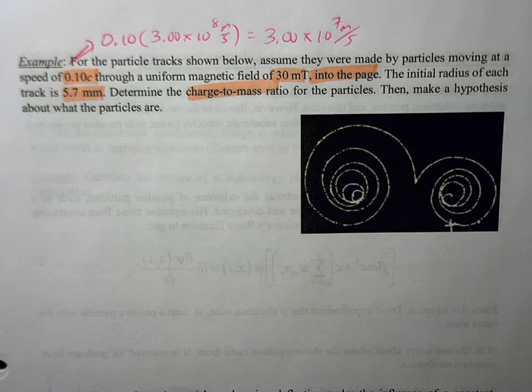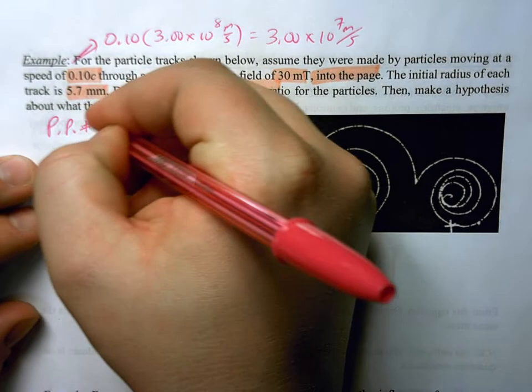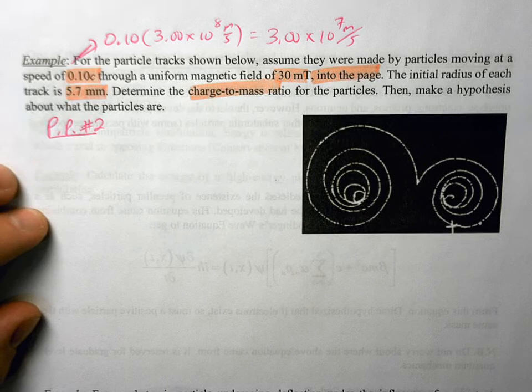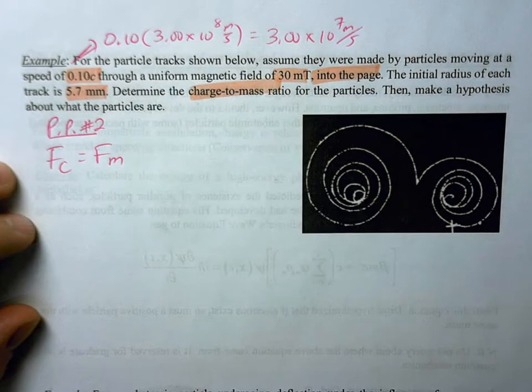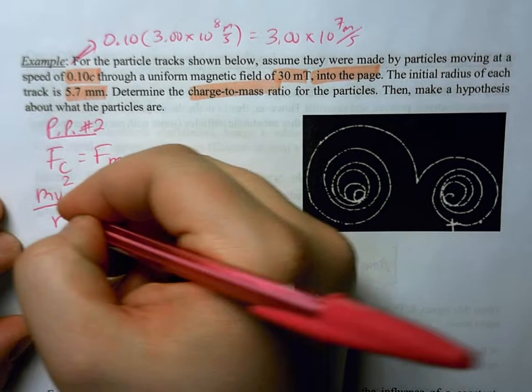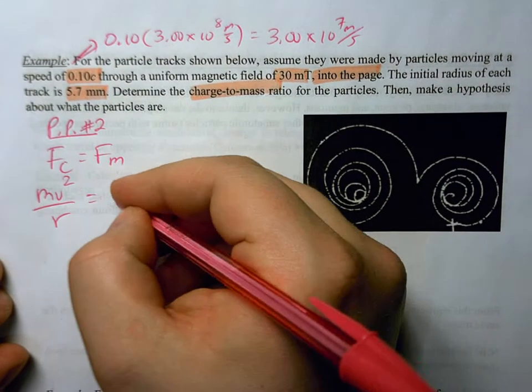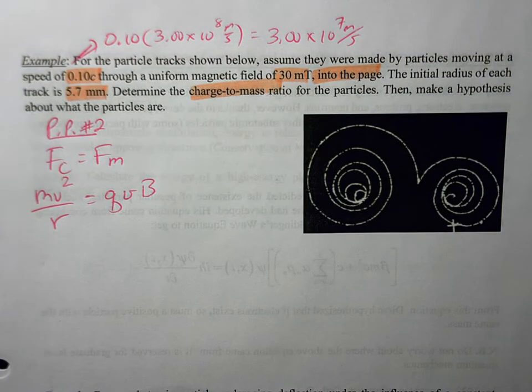Now, as we recall from forces and fields, a charged particle moving in a magnetic field is going to undergo circular motion. So we are going to use physics principle number 2 for circular motion. And we know that this centripetal force is provided by the magnetic force acting on the particle. So we know Fc is going to be mv squared over r. We know our definition of Fm. For us, we'll use qvB. ILB is not helpful to us. We don't know current. We don't know the length of a wire.